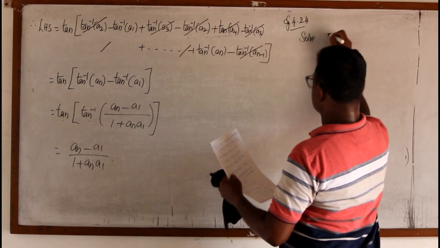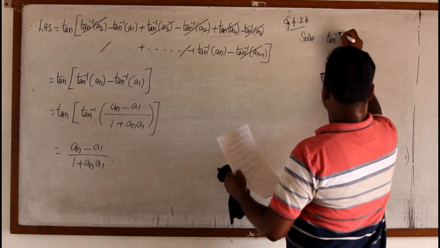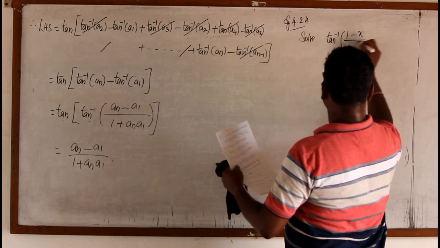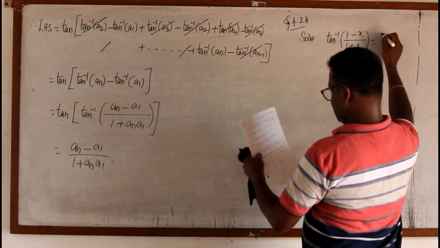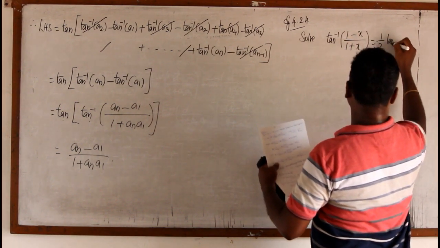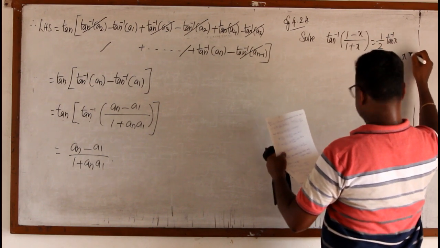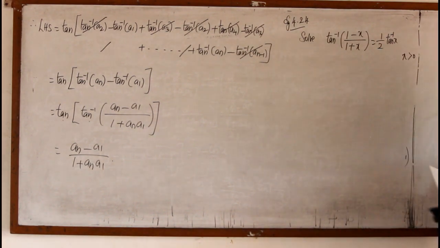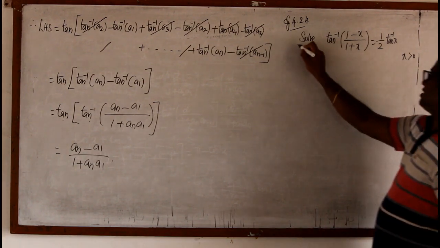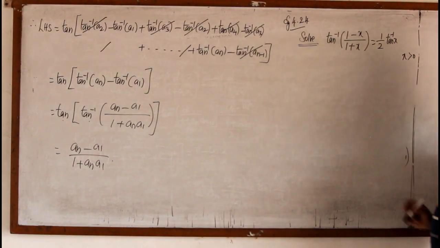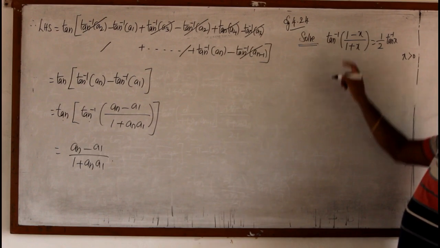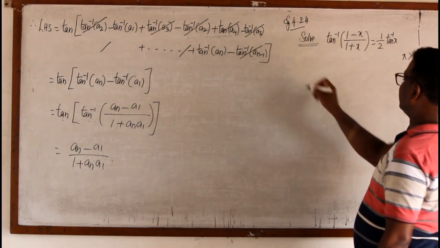Now example 4.24. Solve tan inverse of (1 minus x) by (1 plus x) equal to half tan inverse of x, where x is greater than 0, that is x is positive. Now this is solve. Solve means we have to find out the value of x. Now listen here.